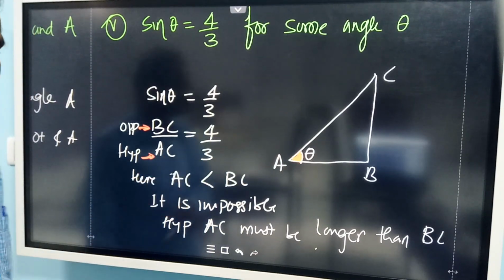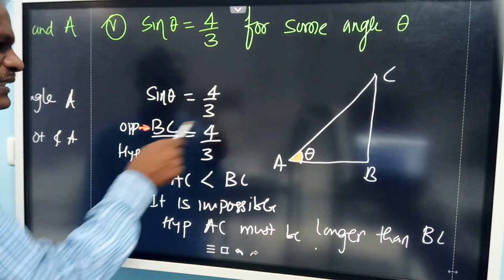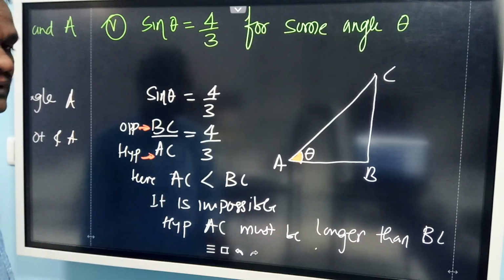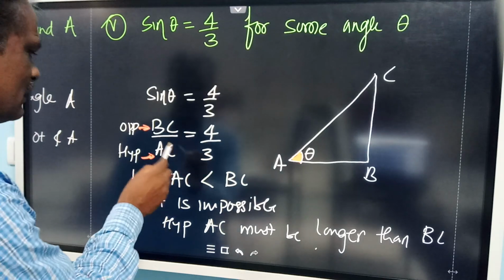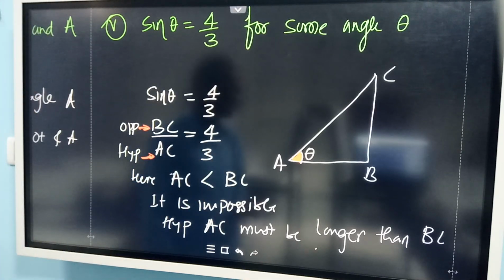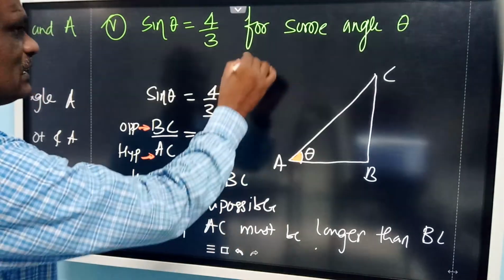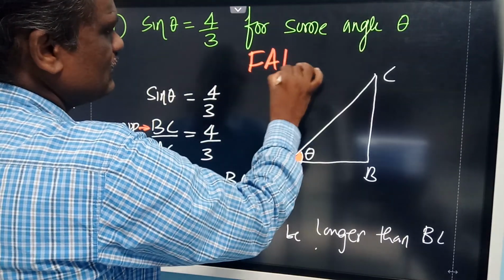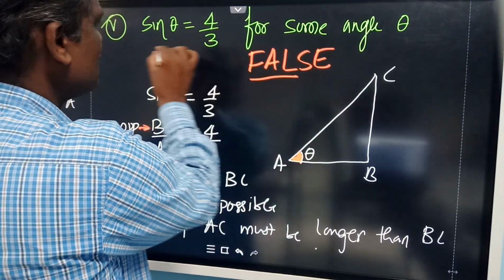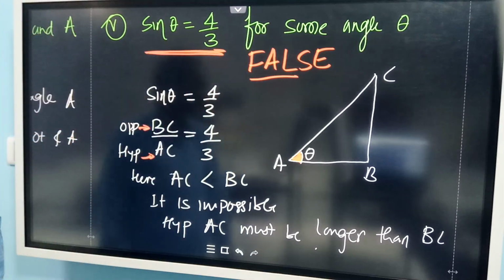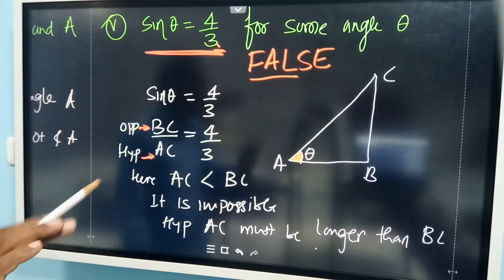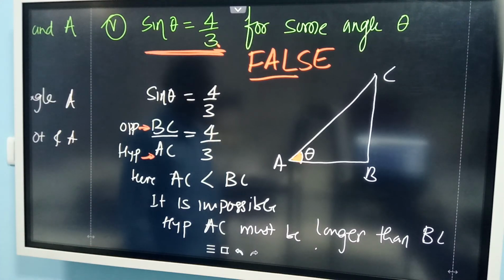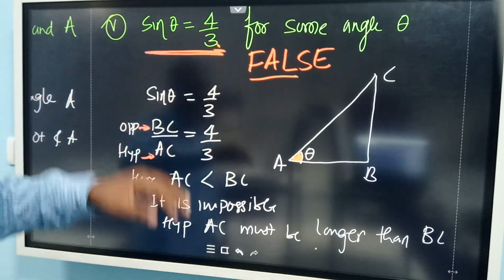Look at this. AC here is 3 units. BC here is 4 units, or 4K. Some ratio, if you multiply by a number, it is 4K units. It is 3K units. So the hypotenuse here is looking smaller. It is coming smaller. Therefore it is impossible. So this statement is also false. You cannot accept this one. This ratio is impossible because this is the hypotenuse, opposite side by hypotenuse. Hypotenuse should never be smaller. It should always be the longer side. So therefore this statement is false.